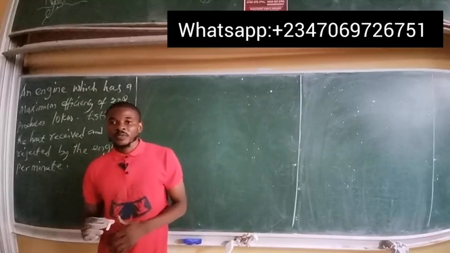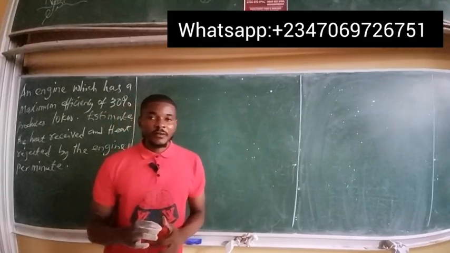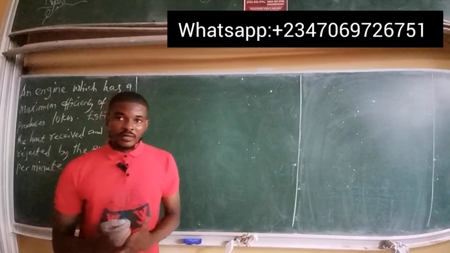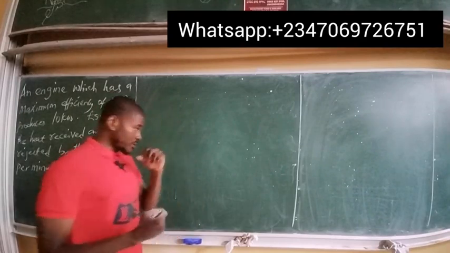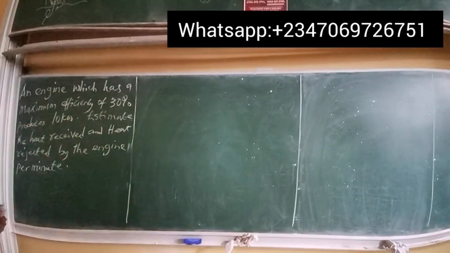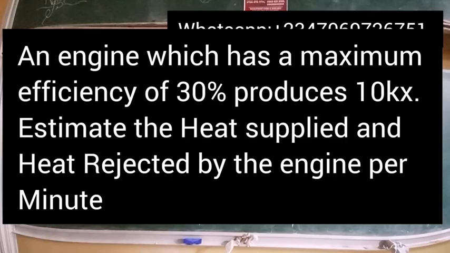Okay, welcome. So we are still on applying the second law of thermodynamics to solving problems. Let's consider the question on the board. It says an engine which has a maximum efficiency of 30% produces 10 kilowatts. The question says estimate the heat received and the heat rejected by the engine per minute.